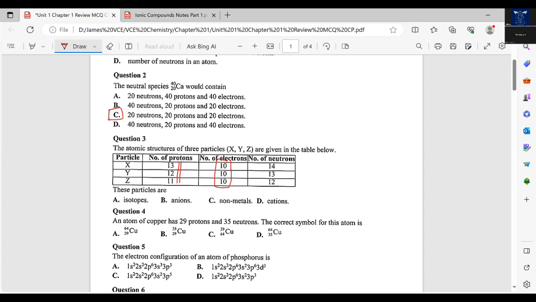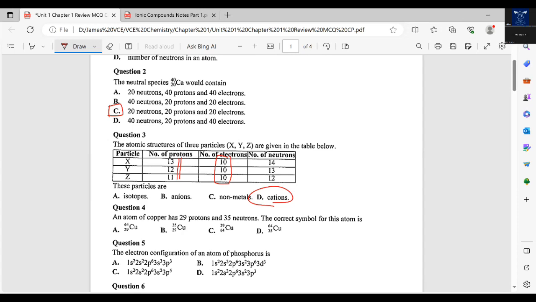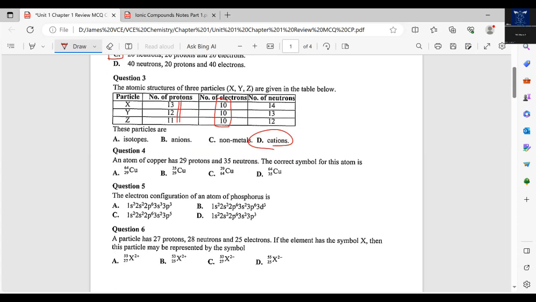What can you say about this? Question three. So they have more protons than electrons. So they should be what ions? Cations. 98 protons and 35 neutrons. So if we are going to add these samples, it's going to be a copper. So when you add up, it's going to be.